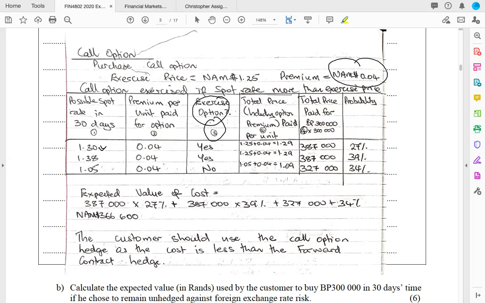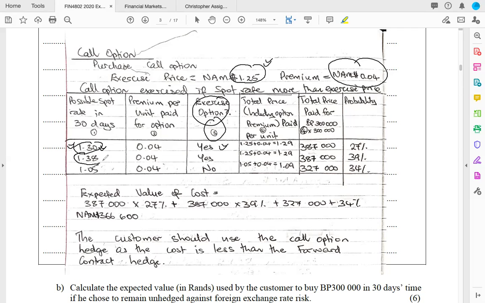Now, we exercise the call option if our spot rate is more than our exercise price. The reason being, everyone else in the market will be buying each Botswana pula at 1.30 Namibian dollars, but we'll be able to buy a Botswana pula at 1.25 Namibian dollars based on the call option. So we would exercise the option.